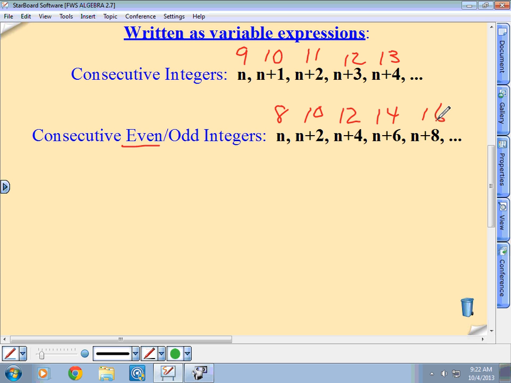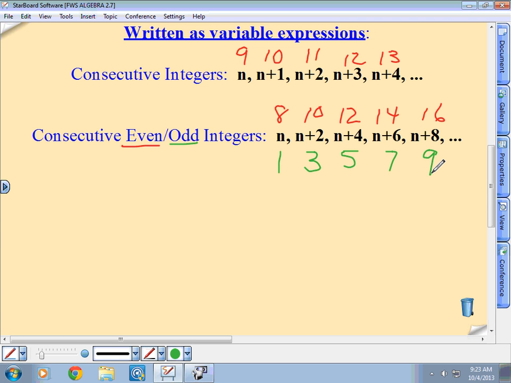Now what if I want an odd integer? Pick an odd number for me, Alex. 1. Okay, that's the easiest one. 1, 3, 5, 7, 9. Notice, n is 1. So whether it's consecutive even integers or odd integers depends on where we start. If you start on an even number, they're going to be consecutive even integers. If you start on an odd number, they will be odd numbers. Notice n is 1, so n plus 2 is 3, 1 plus 4 is 5, 1 plus 6 is 7, 1 plus 8 is 9. That's all we mean when we talk about putting these in variable expressions.